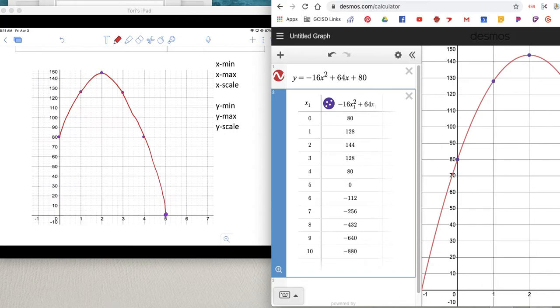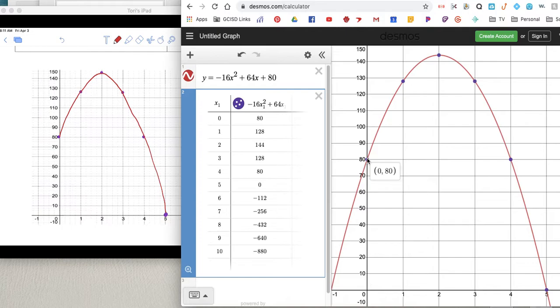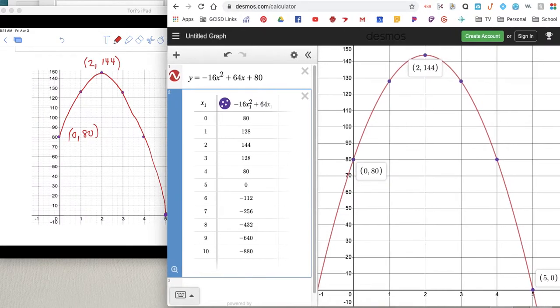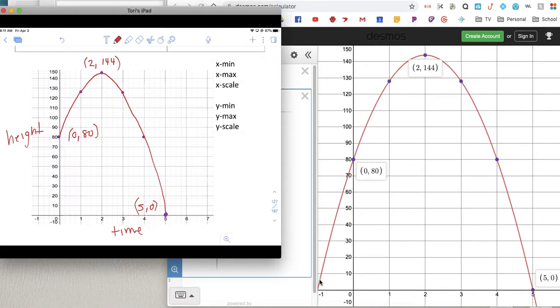All right, 3 important points that we want to label is the y-axis. We're going to label our maximum, our vertex. And we're going to label our x-axis down here. If you need to move it over, you can. It's 5, 0. I'm going to label my axis, height and time. Okay. Put this back over top of here so you can see it. Those are all the pieces that I need on the graph.